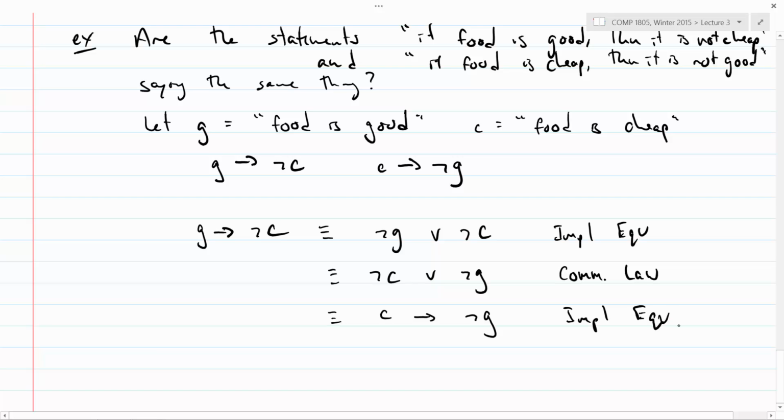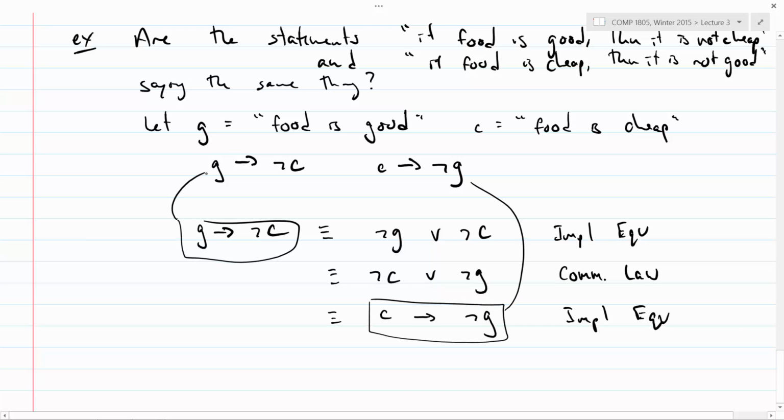Right? All of the rules I gave you also apply in the other direction. So that's important to be aware of. And then notice that this thing here is exactly that. So they're logically equivalent. Now your observation that they were contrapositives of each other is great.